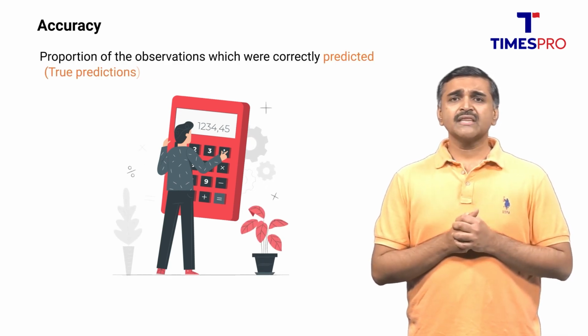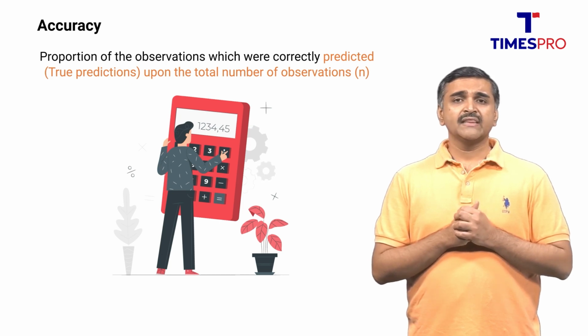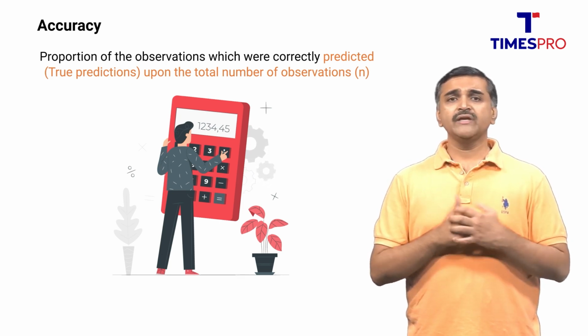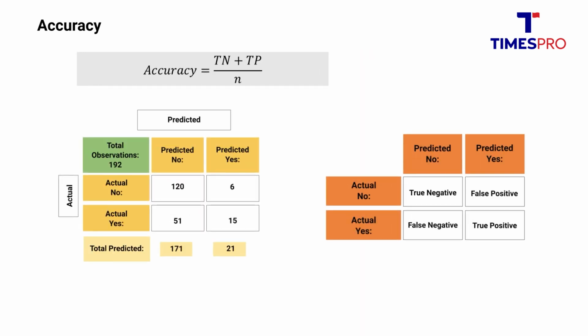From the confusion matrix, the proportion of the observations which were correctly predicted, that is, the true predictions upon the total number of observations n, is called accuracy, and is given by true negative plus true positive divided by the total number of observations. In our confusion matrix example, we have accuracy as 120 plus 15 divided by 192, which is nothing but 0.703.